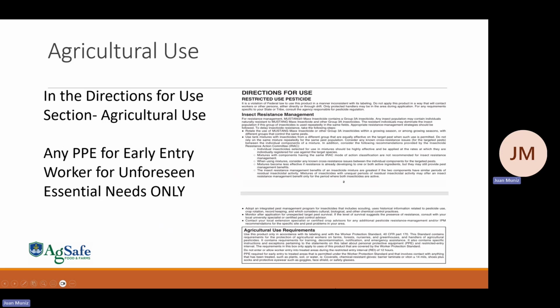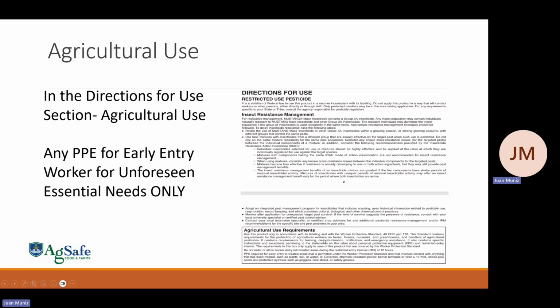So they would have to use, at the bare minimum, this early entry protection itemized here on the label. And there are other details related to early entry workers. I'm not going to go over the entire reg, but basically there are some limitations, right?